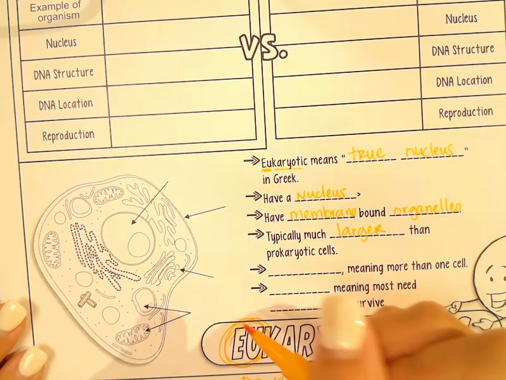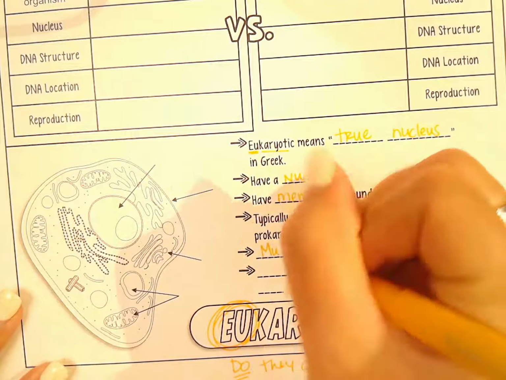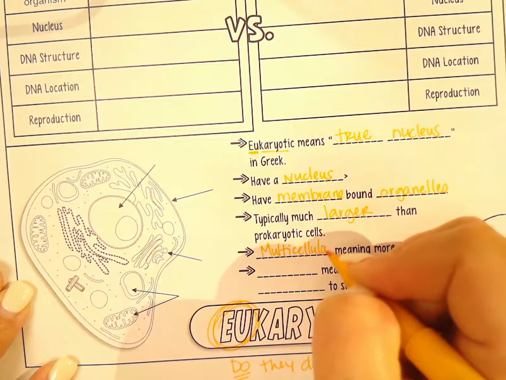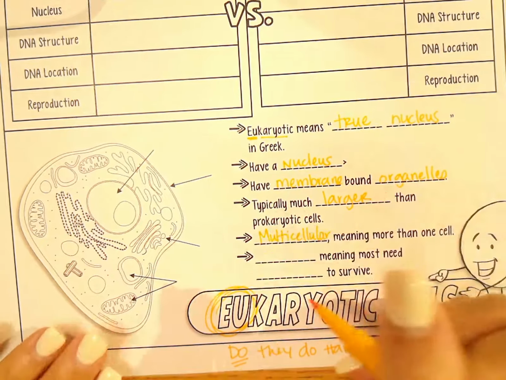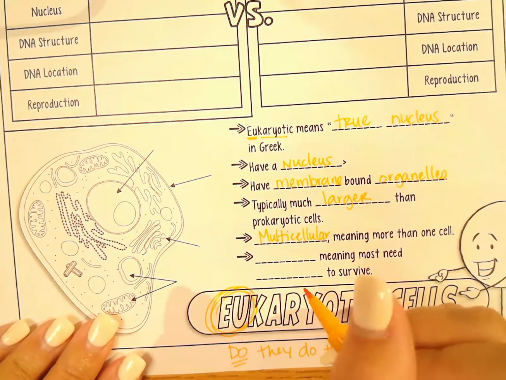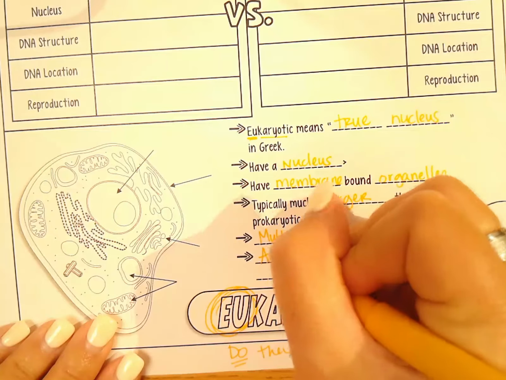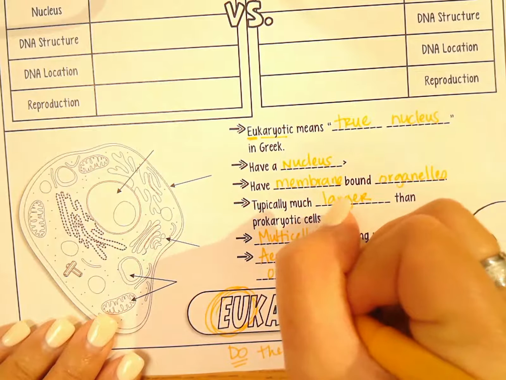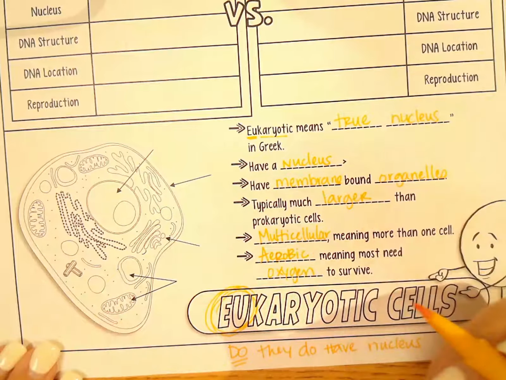Usually, eukaryotic cells are part of a multicellular organism, meaning multiple cells, right? Like us, we're made of eukaryotic cells. And almost all eukaryotic cells need oxygen to survive. So do we remember our word? Aerobic. Aerobic, meaning most need oxygen to survive, right? Aerobic is that word that has to do with needing oxygen, okay?